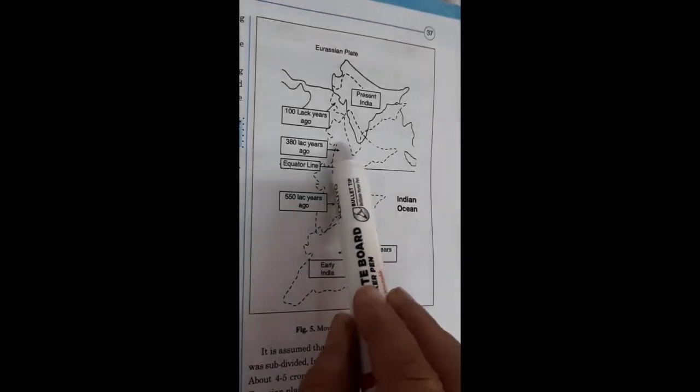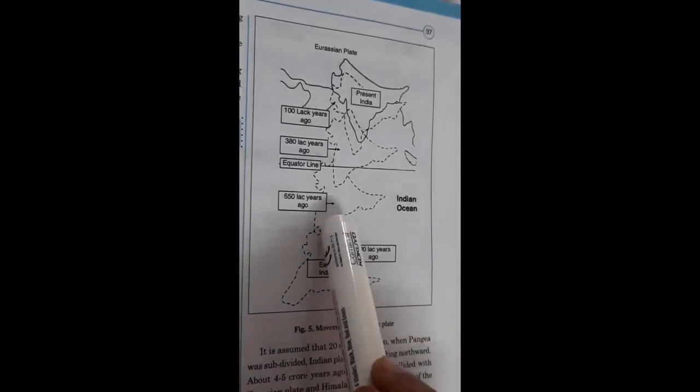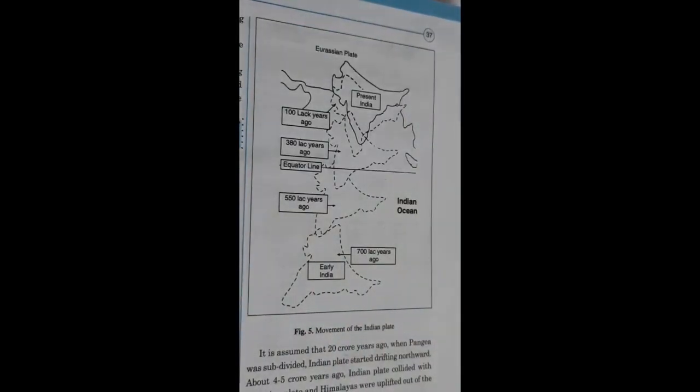India moved northward. It started its northward movement about 200 million years ago at the time when Pangaea broke. When Pangaea broke, India started moving northward and it collided with Asia about 40 to 50 million years ago. It collided with Asia, and this was the cause of the formation of the fold mountains which we now call Himalayas. It caused the rapid uplift of the Himalayas.